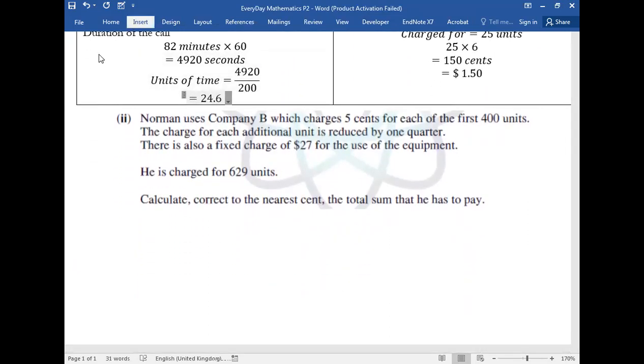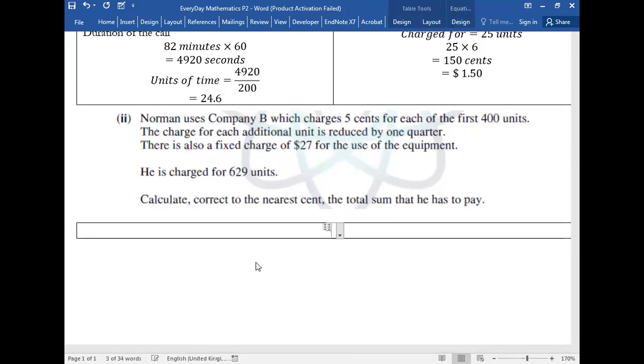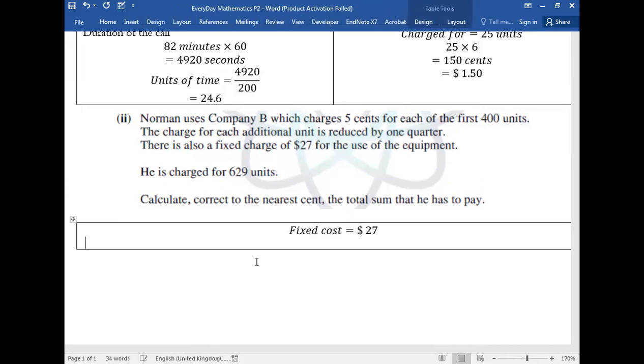Step by step break karte hain. What is the sum of money that he will have to pay even if he uses one single unit? $27 is the fixed cost. He has to pay that. So that will be added to the total sum in the end. Is that right? Okay, now how many units does he use?